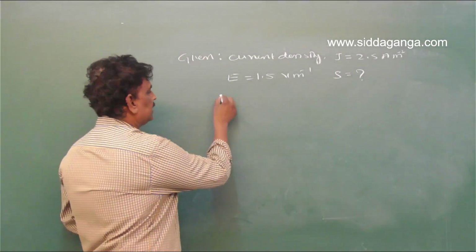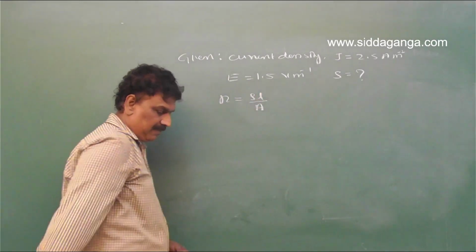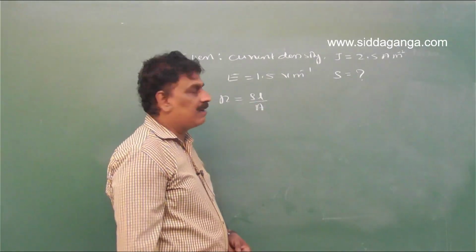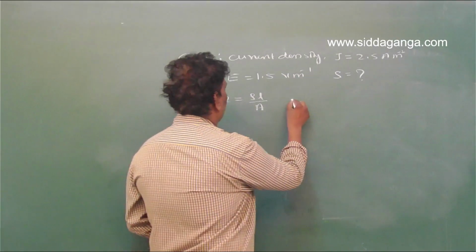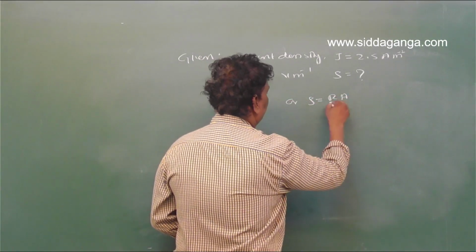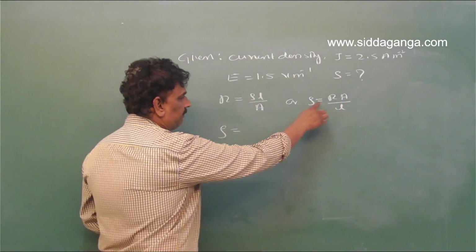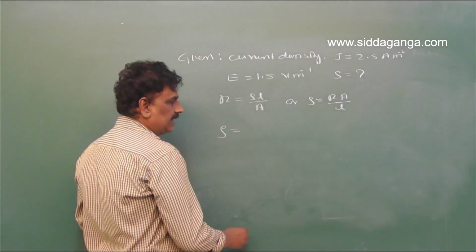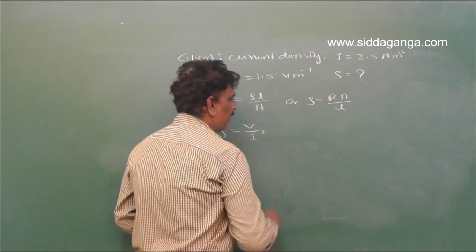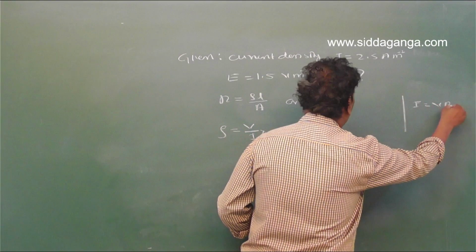We have the resistance of a conductor R equal to rho into L by A, where rho is a constant for a given conductor called resistivity, L is the length of the wire and A is the area of cross section. Or rho is equal to R into A by L. If V is the applied potential difference and I is the current, then R is equal to V by I.